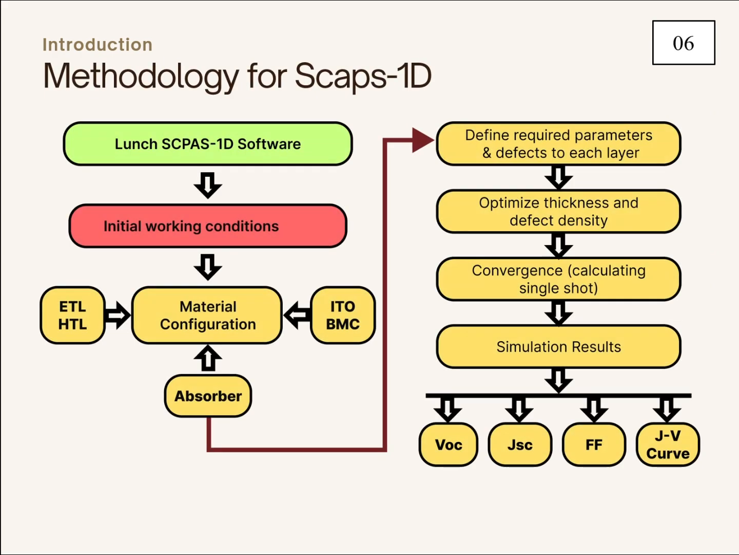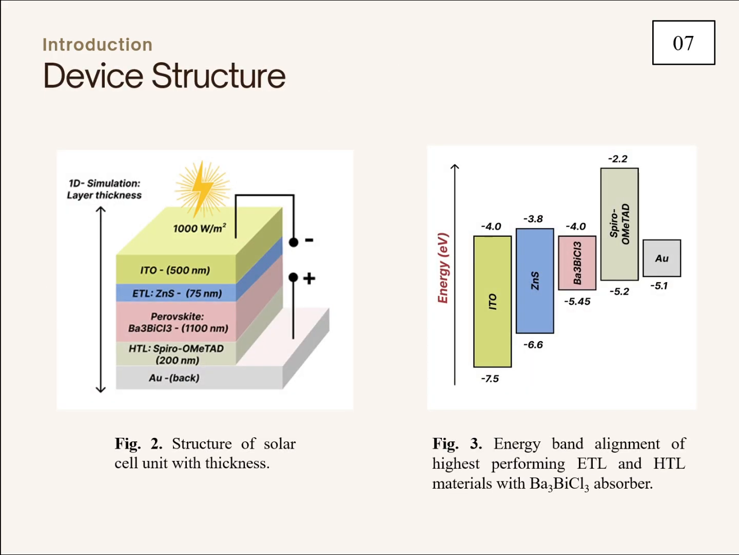After that, the methodology of SCAPS-1D. First, we launch the SCAPS-1D software. For the initial working condition, we varied the ETL, HTL, absorber, ITO, indium tin oxide, and the back metallic contact as well. This is our material configuration. After that, we define the required parameters and defects for each layer, optimize thickness and defect density, and check convergence by calculating with single shot and multiple shot as well. From the simulation we got open circuit voltage, short circuit current, fill factor, and the JV curve.